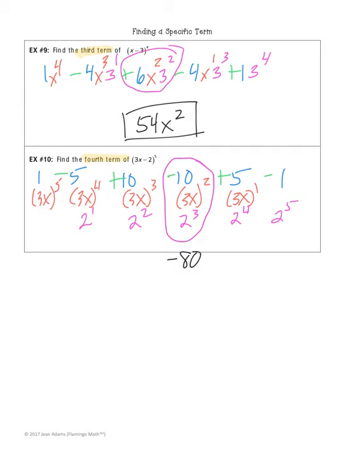Oh, wait, we forgot the 3. My bad. Okay, so we've got 8 times, and then 3 squared. So we've got this 3 squared, which is 9. 9 times 8 is 72 times 10. So it should be negative 720x squared. Almost made a boo-boo. There you go. Pat yourself on the back if you did it. So good luck on your homework, and text me with any questions.